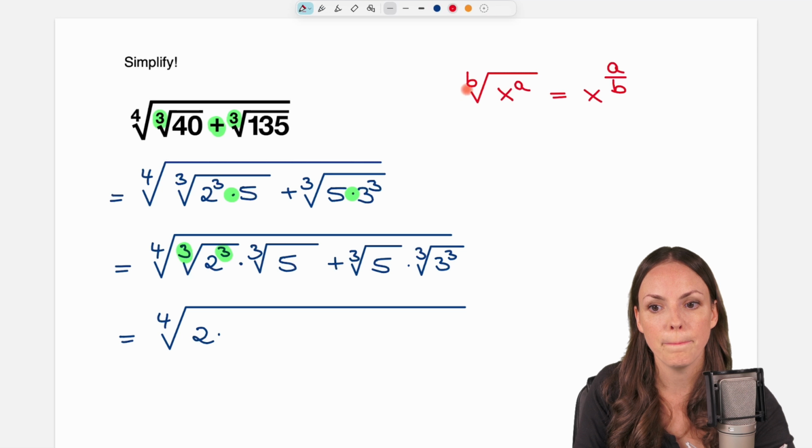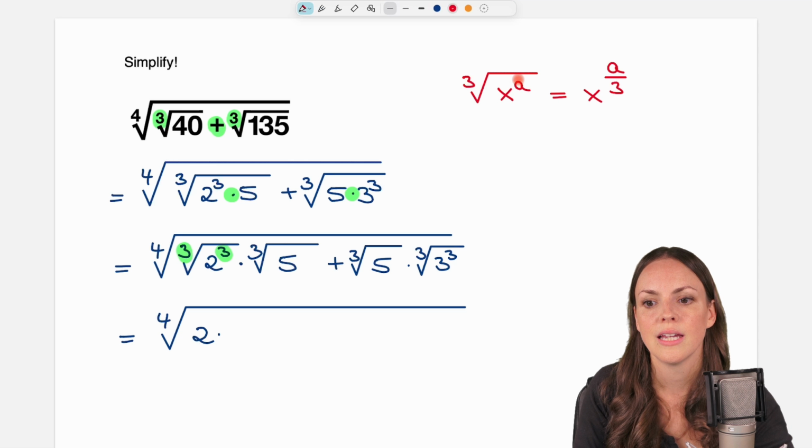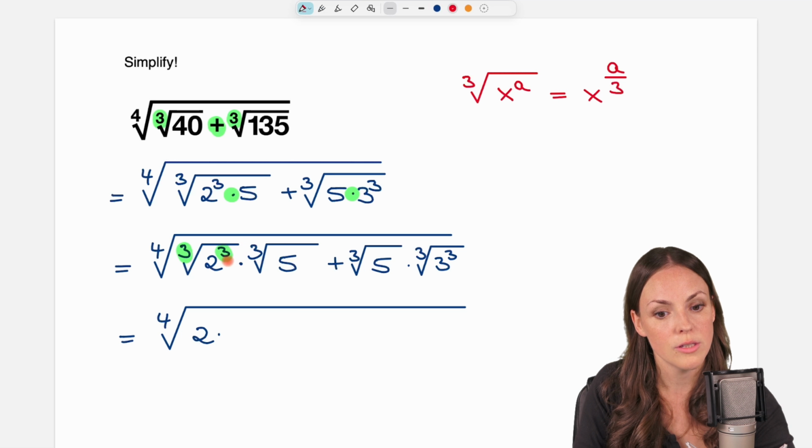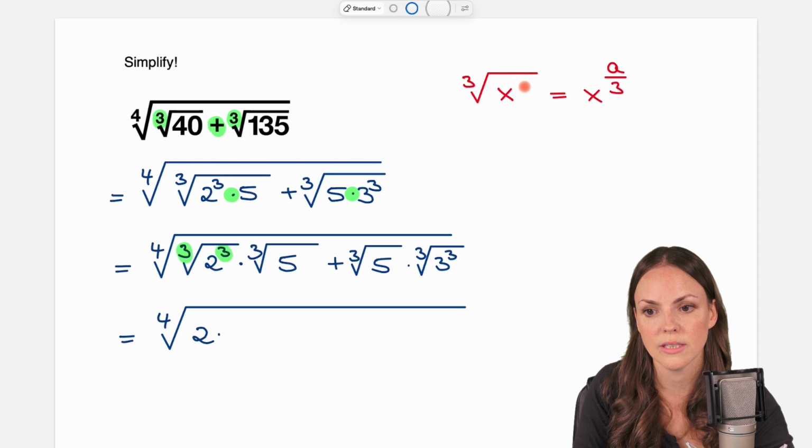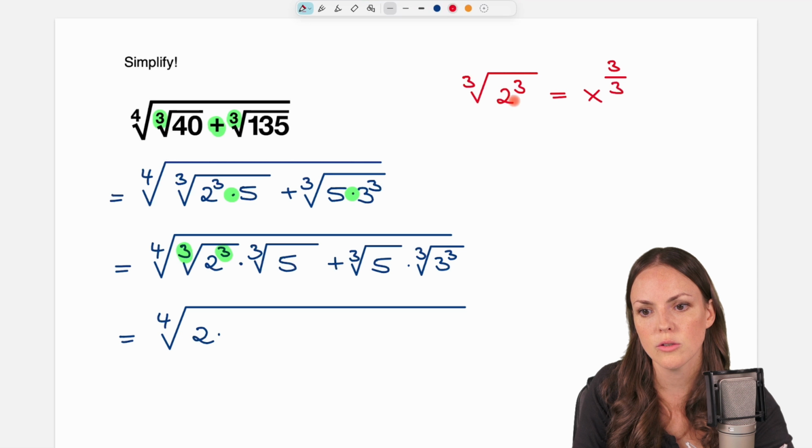So our b would be the 3. Let's write this down here. The 3 for the b here, and here then, a is the 3 as well. So instead of the a, we have a 3. And instead of the a, we have a 3. And then our x, in our case here, was the 2. So instead of the x, we write a 2. Here, instead of the x, we write a 2.